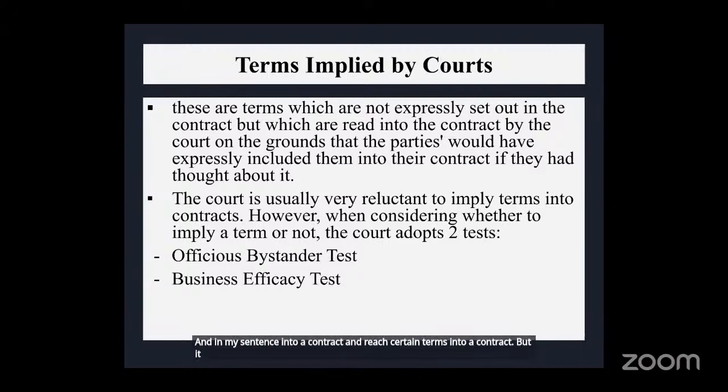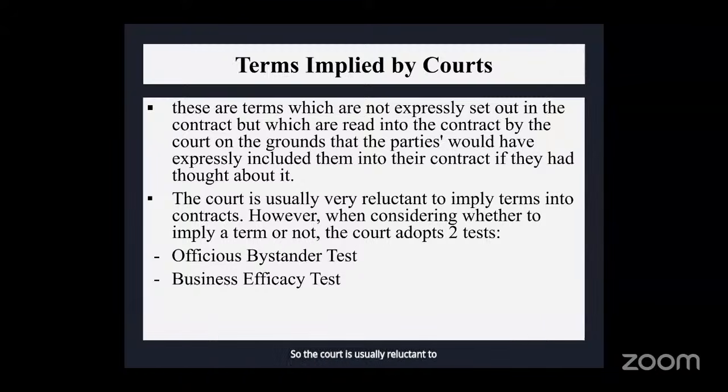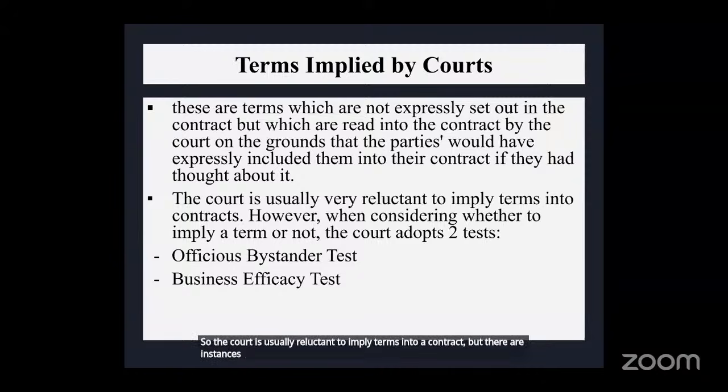But it's important that I state that the courts are usually reluctant to imply terms into a contract because of the fact that there's party autonomy. Parties are expected to be able to take care of their own agreements and their own interest. So the court is usually reluctant to imply terms into a contract. But there are instances where the court has to imply terms into the contract. And for the court to be able to do so, it adopts two types of tests: the officious bystander test and the business efficacy test.